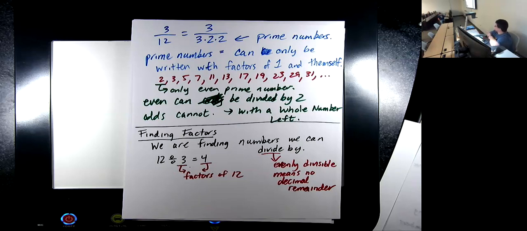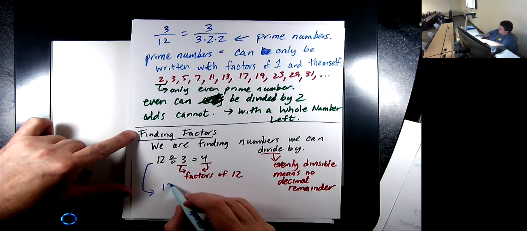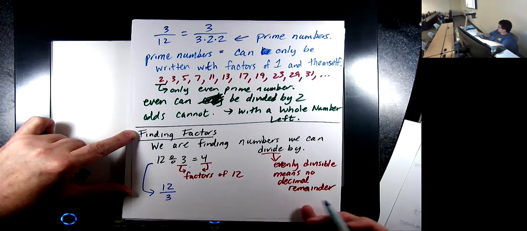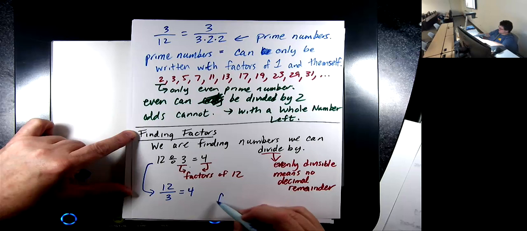Another way of writing 12 divided by 3 is using fractions. This is the same thing as writing 12 over 3. So with fractions, the fraction bar represents division.